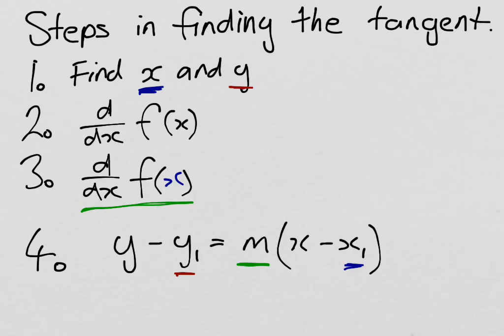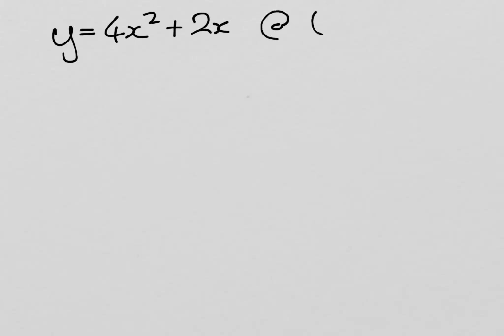Now let's look at an example for this. So, given the equation y equals 4x squared plus 2x at the point (2, 20). In this situation, we have both the x and the y components. However, if we did not have that, we would put our x value back into our original function and solve for y.